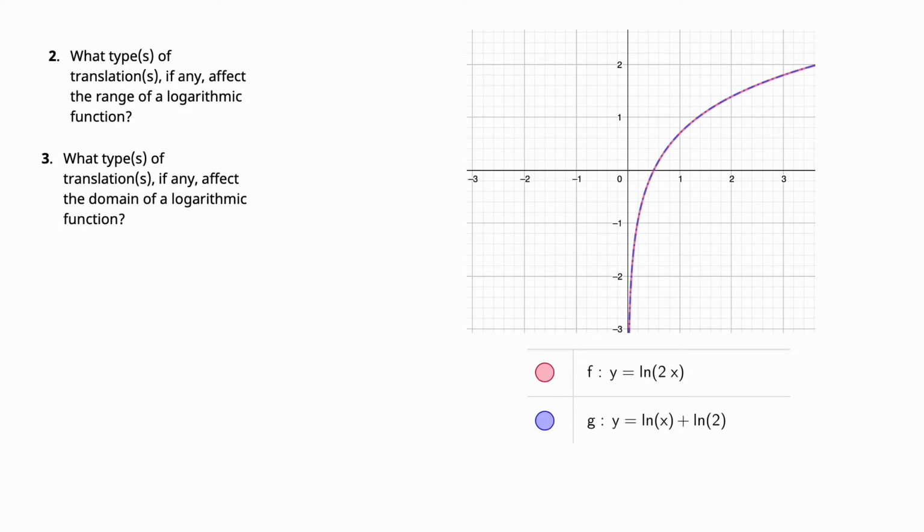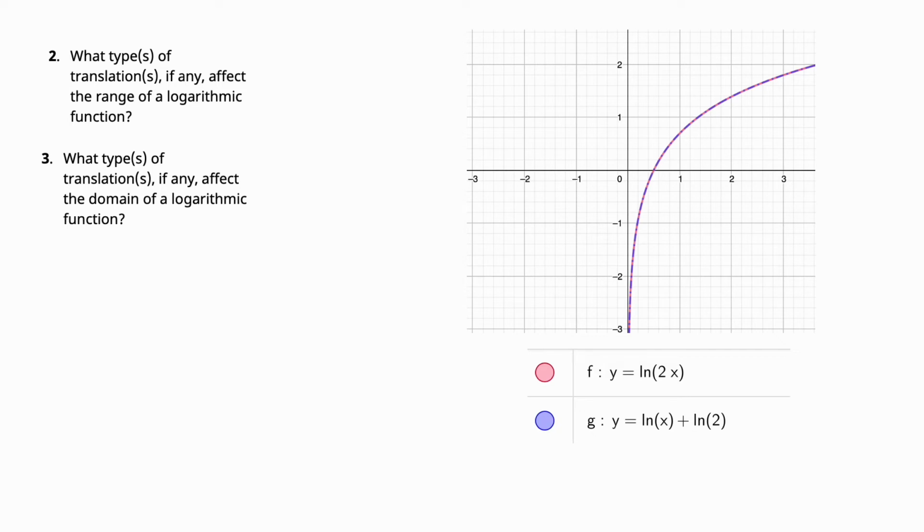Here's one where it actually does both, right? What types, if any, affect the range and what affect the domain? Well, if I take natural log of 2x, it's supposed to squeeze it towards the y-axis. But if I take natural log of x and add the natural log of 2, notice that it moves it up and it moves it right on top of it. So these two are actually the same function.